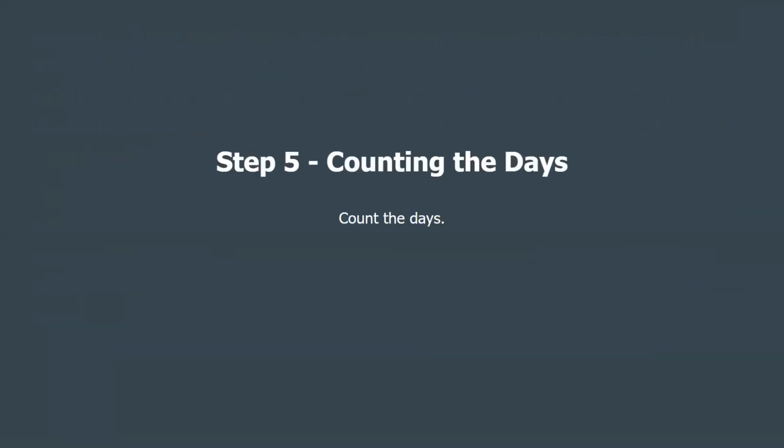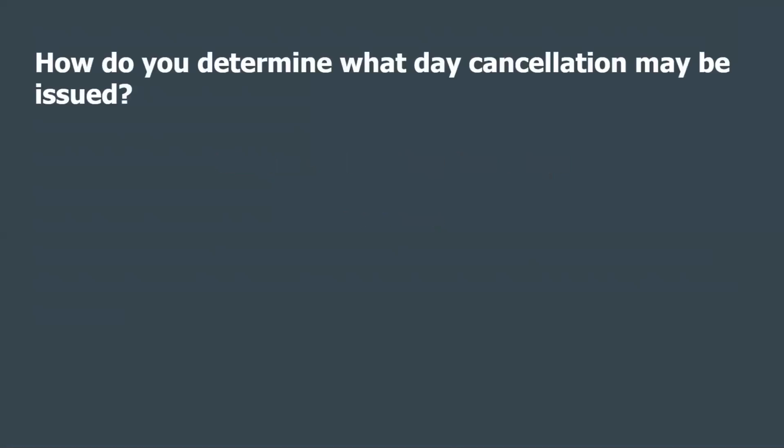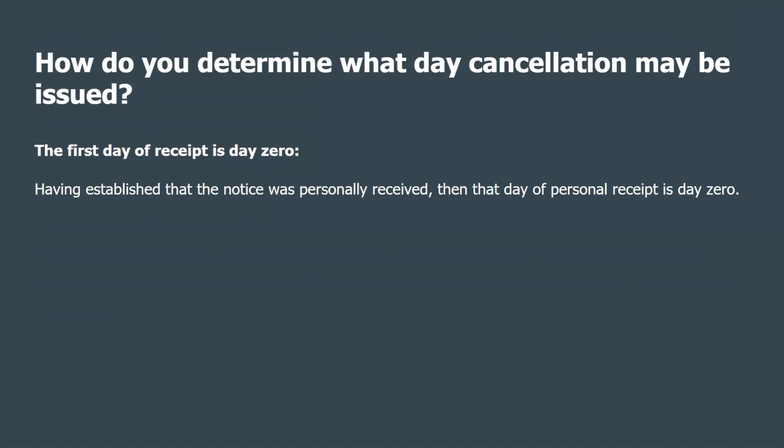So step 5, counting the days. How do you determine what day cancellation may be issued? The first day of receipt is day 0. And remember, the next day would be day 1.